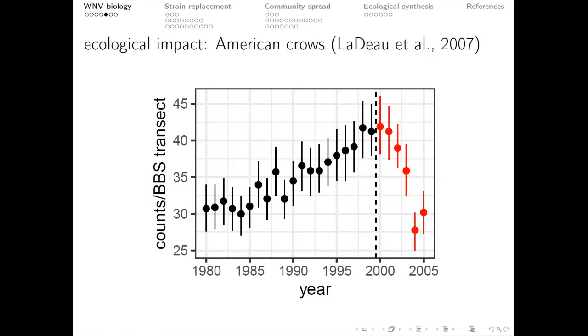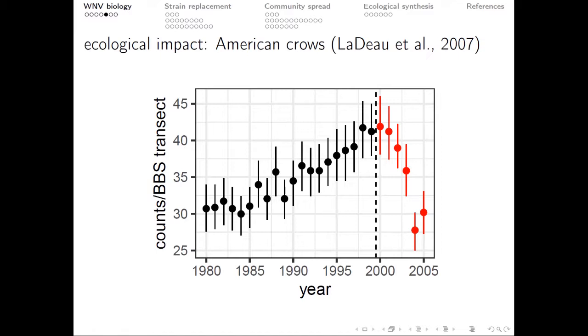And they were gradually increasing in the 80s and 90s. West Nile came in and they started to decline. You should always be a little bit suspicious when somebody shows you a graph with increases and declines and then points to a particular place on the graph and draws a line. But this is when there's lots of supporting evidence here. This is when West Nile invaded.